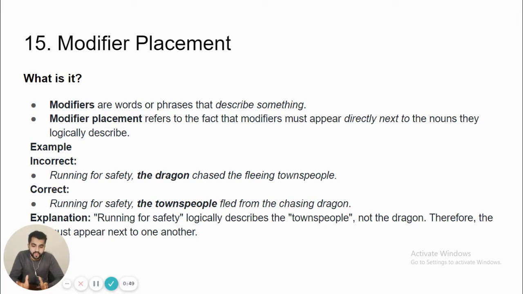So when the modifier ends and there is a comma, the first word that should appear should be the noun that the modifier is modifying, right? In the incorrect sentence, the dragon comes directly after the modifier, which is incorrect because the modifier is not modifying the noun dragon, it's modifying the noun townspeople. Hence, after the modifier running for safety, the noun townspeople should come.